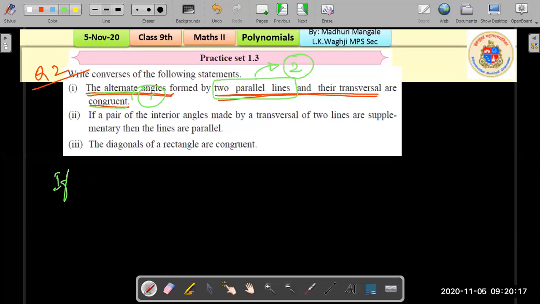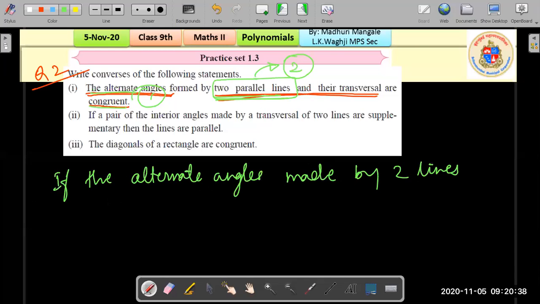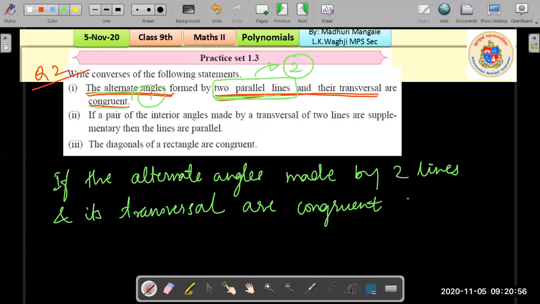If the alternate angles which are made by two lines. Now here we will not write it as those two lines are parallel. We are writing: if the alternate angles made by any two lines, and there is a transversal, of course, and its transversal, if they are congruent, if these two angles are congruent, what can we say? Then the lines will be parallel.